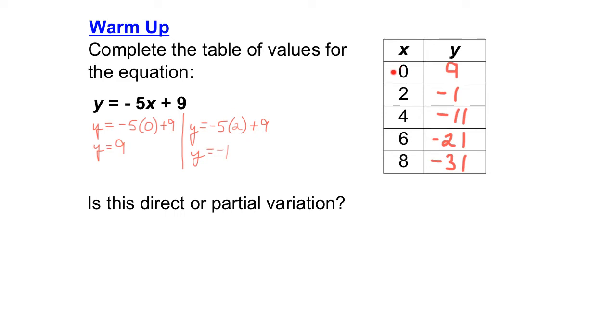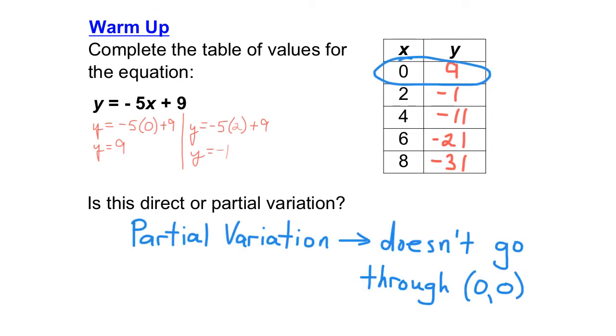When I substitute my x values into the equation and do the math, I end up with my y values. So if I do that for each one, I end up with a completed table of values. And since this does not go through 0, 0, but rather 0, 9, we can say this is partial variation.